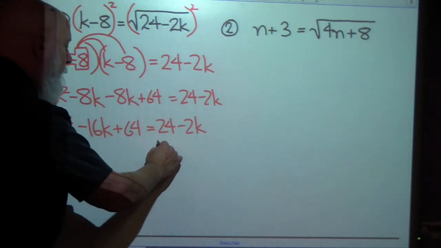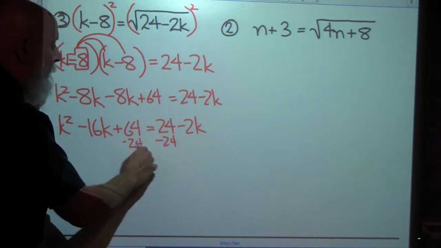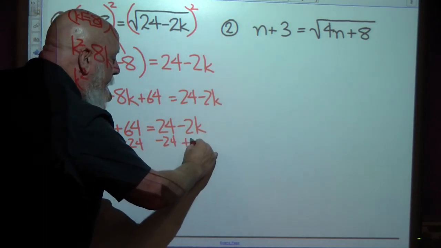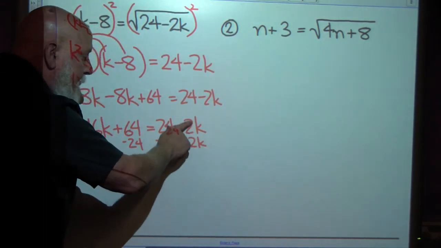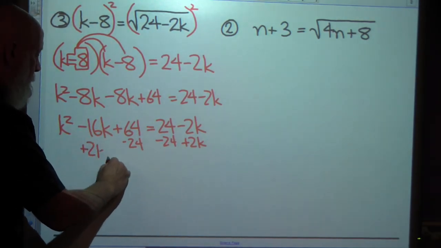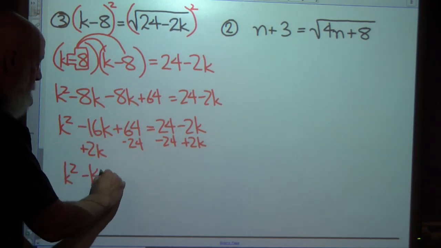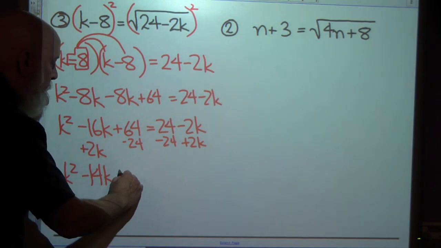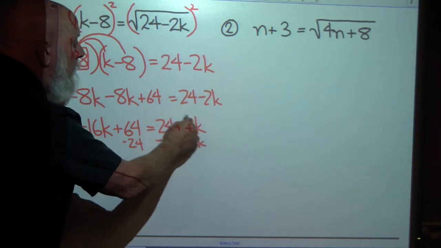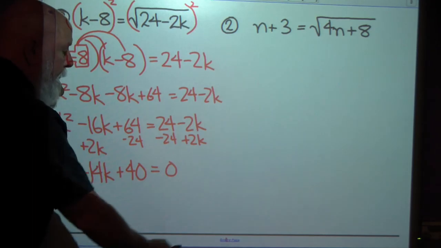So here we go. I'm going to subtract 24. That turns that to 0. I'm going to subtract it from this because they're like terms. And I'm going to add 2k. That turns that to 0. So now this side is 0, and I've got to add 2k over here. And that gives me k squared minus 14k plus, what is that, 40? Is equal to this fancy 0. And now I'm going to try to factor this puppy.